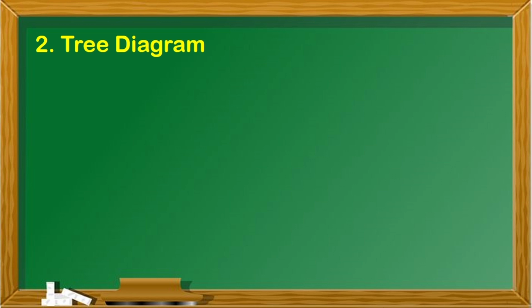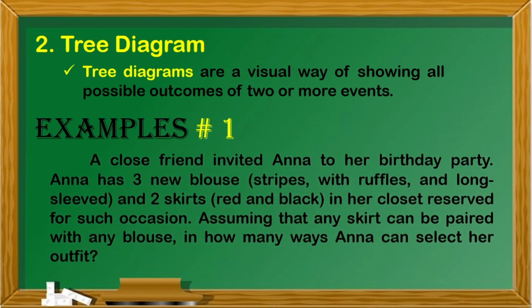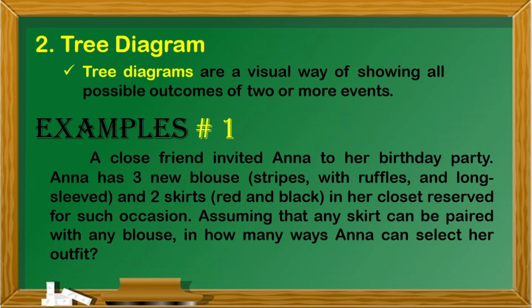The second method is the tree diagram. Tree diagrams are a visual way of showing all possible outcomes of 2 or more events. Example: a close friend invited Anna to her birthday party. Anna has 3 blouses, stripes, with ruffles, and long sleeve, and 2 skirts, red and black, in her closet reserved for such occasions. Assuming that any skirt can be paired with any blouse, in how many ways can Anna select her outfit?